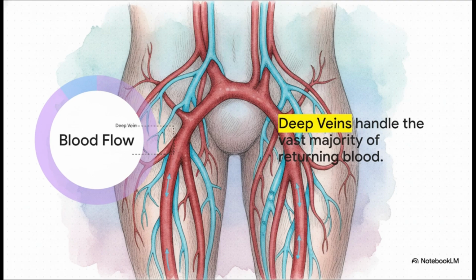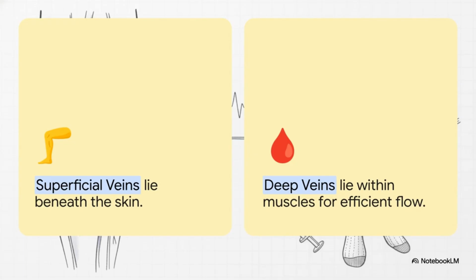Meanwhile, your superficial veins manage just 10%. This is a dramatic difference, and it's absolutely crucial to keep this in mind as we move forward. Let's contrast these two systems for a moment. Your superficial veins are located right beneath the skin. This actually includes the great saphenous vein, which happens to be the longest vein in the human body. Because they're so close to the surface, these are the ones most commonly affected by varicose veins.